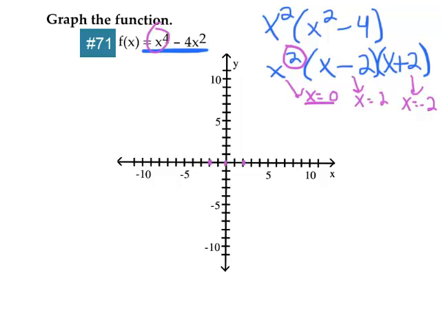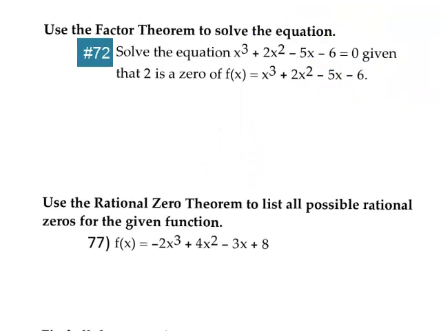Leading coefficient test says that this is going to rise to the left and rise to the right. In between here we know it goes down, it comes up and touches, goes down and comes up and touches. So something like that. Use the factor theorem to solve the equation. What matters here is they said that 2 is a 0 of this equation, so we're going to do synthetic division to figure out what the other ones are.